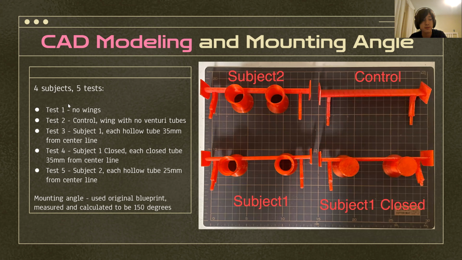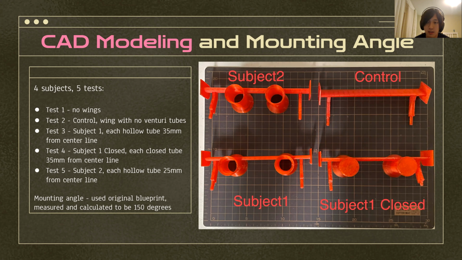So I'll have 5 tests with 4 subjects, because in one of the tests I'll mount no wings at all on the car. Basically, what this test does is I'll run the car through a wind tunnel, mounted with different testing subjects or no wings at all. And underneath the car, I'll put a weight scale to measure the perceived weight difference under different airflow speeds, so that I can get an idea of how much downforce or lift force it's producing.